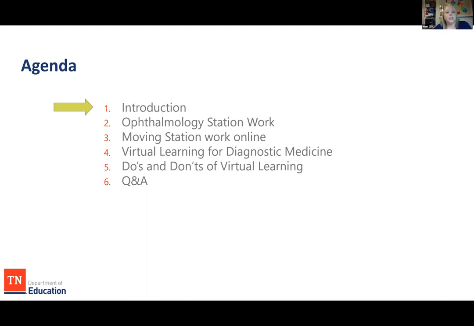Then we're going to move on to how to move station work online. It is doable. And then we're going to talk generally about virtual learning for diagnostic medicine, some do's and don'ts I've learned over the years, and then we'll have a question and answer, which David is going to help us field.